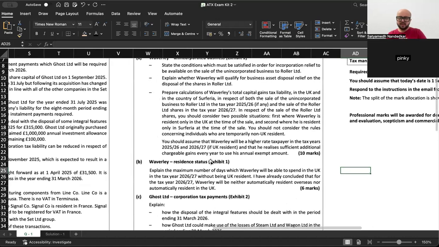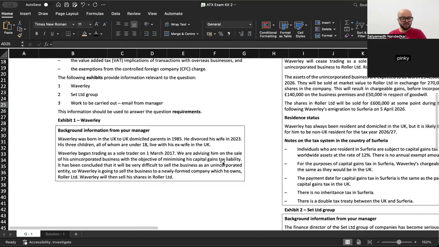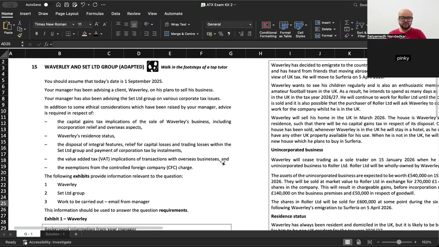Okay. So right now let's concern ourselves with Exhibit 1. We don't go to Exhibit 2. Let's concern ourselves with one thing at a time. Okay. You should assume that today's date is 1st of September. Your manager has been advising a client Waverley on his plans to sell his business. Your manager has also been advising the Set Limited Group on various corporate tax issues. In addition to some ethical considerations which have been raised by your manager, advice is required in respect of the capital gains tax implications of the sale of Waverley's business, including incorporation relief and overseas aspect.